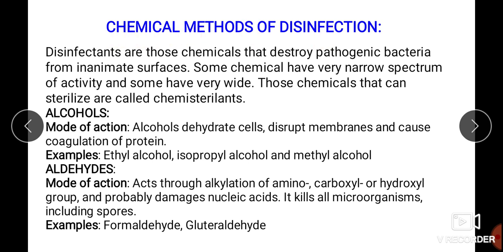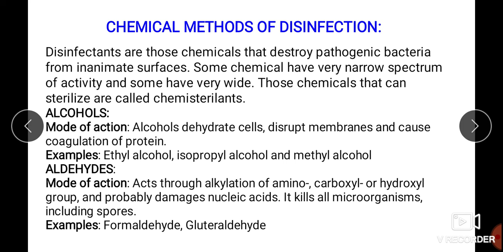The next point is the chemical method of disinfection. In this method, a chemical is used for disinfection, and chemicals that destroy pathogenic bacteria are used for the purpose of sterilization.